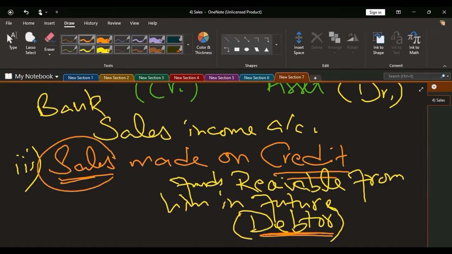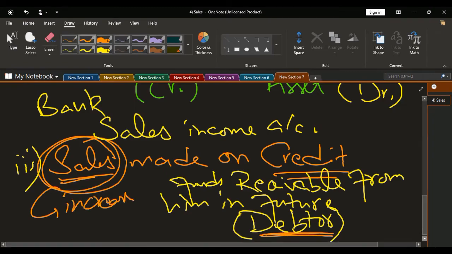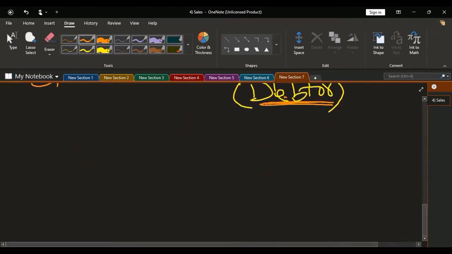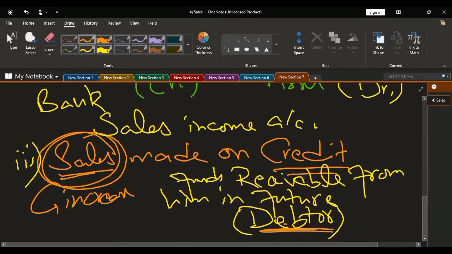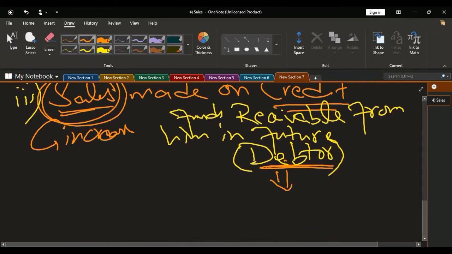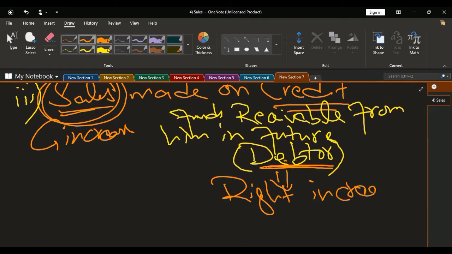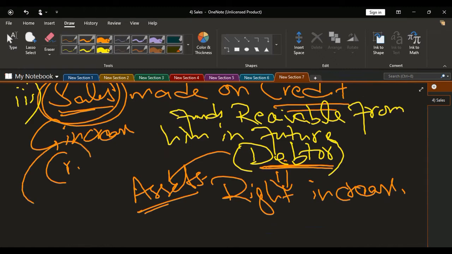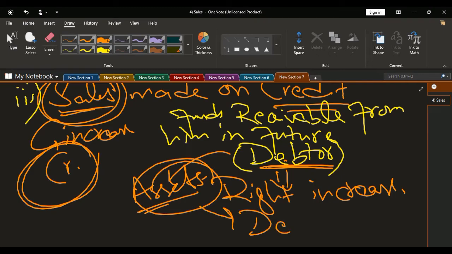And the other thing that is affecting here is sales. Sales increases and our right to receive money in the future from the customer also increases. Debtor is our business asset. So the entry will be, say increase in sales will be credited and increase in asset will be debited.